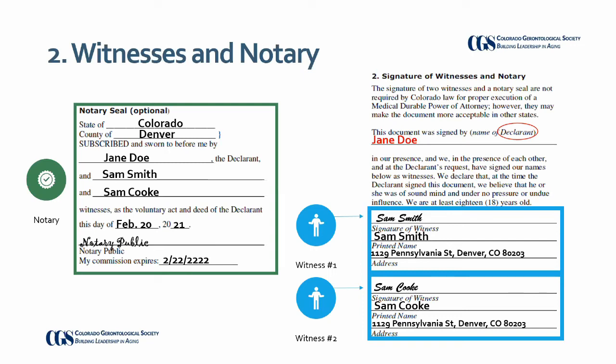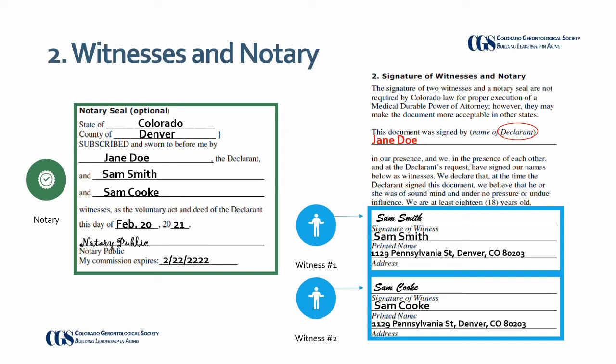Then in front of the notary, your witnesses would then sign. Your witnesses cannot be the same people that are your agent or your alternates. So this is why Jane Doe has Sam Smith and Sam Cook. So when they're witnessing, they're going to sign. They're going to go ahead and print their name and their full address is needed.